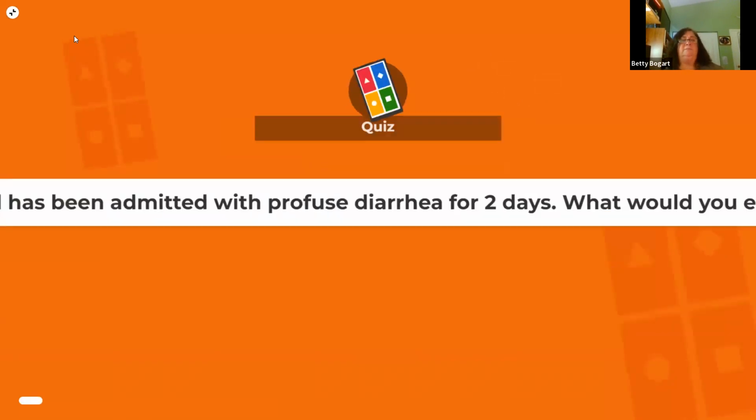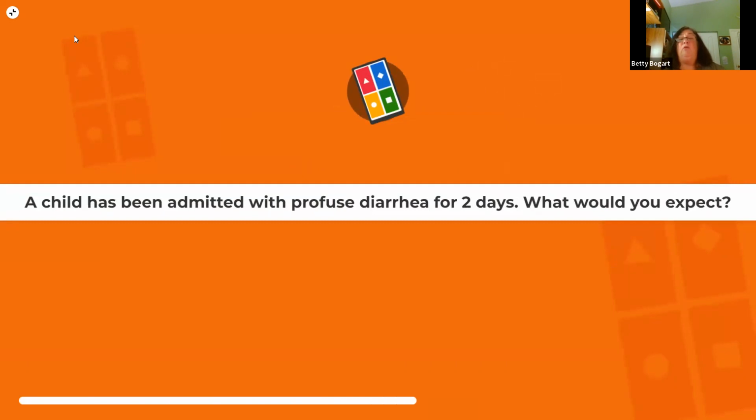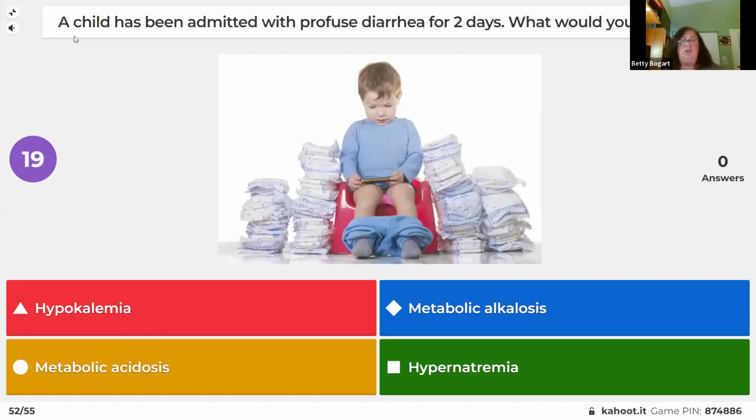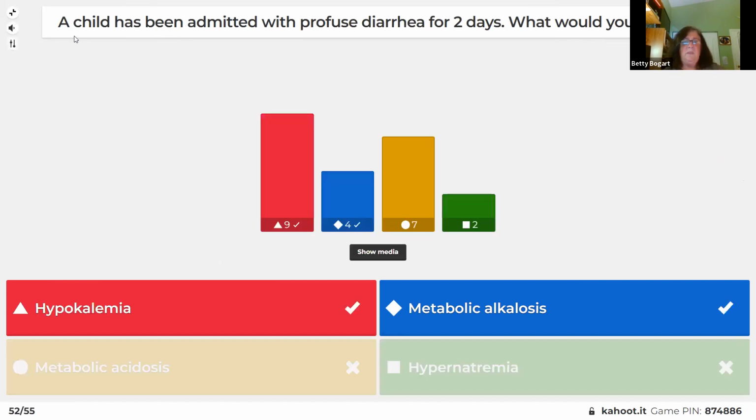A multi-select. A child has been admitted with profuse diarrhea. What would you expect to see here? Now, one of the things I noticed on the HESI, they're putting a lot more acid-base questions. So in your Kahoots, I give you acid-base questions. So what do you know about diarrhea and what it causes? Of course, you're going to lose potassium, and it causes metabolic acidosis, okay? So these are things that you are going to see in these children.